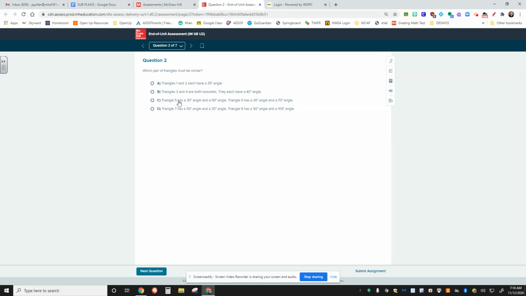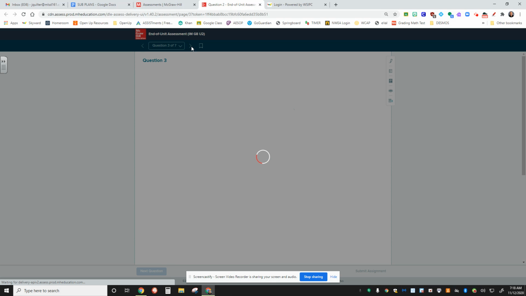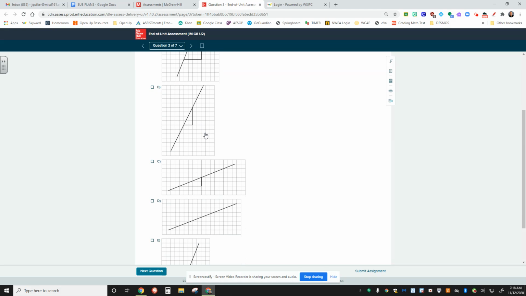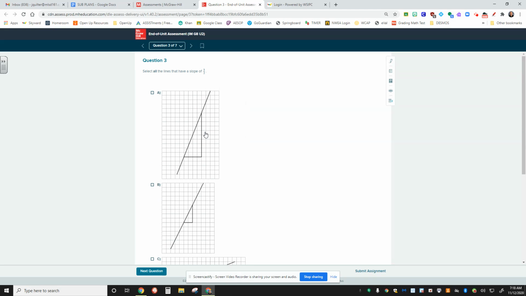Triangle 5 has a 30-degree and a 90-degree. Triangle 6 has a 30 and a 70-degree. And then 7 has a 50 and 25-degree angle. 8 has a 50 and 105-degree angle. Pay close attention to those. There's only one answer that is correct. Question 3, simply find which of these lines in here have a slope of 5 halves. Select all that apply.